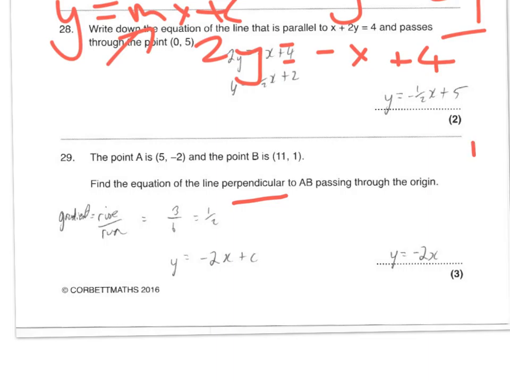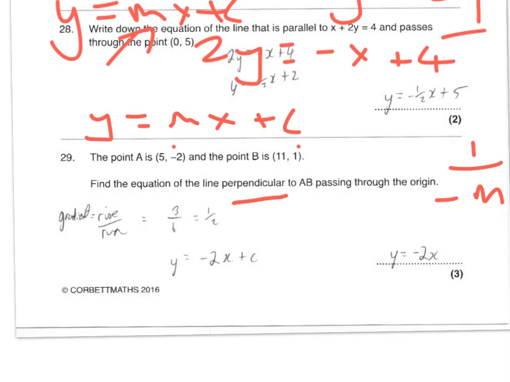Just remember 1 divided by minus m, where m is the gradient from earlier. y equals mx plus c. So m is the gradient here. Basically, you can do this in two ways. It's the rise for the y values. If you look at the y values, to get from minus 2 to 1 is positive 3, hence the 3. To get from the x values, 5 to 11, the rise is 6.